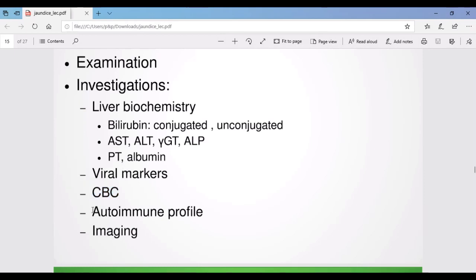We check the autoimmune profile, which is important for two conditions: autoimmune hemolytic anemia, and autoimmune hepatitis and primary biliary cirrhosis. They are associated with different antibody profiles in the lab. Then we come to imaging.